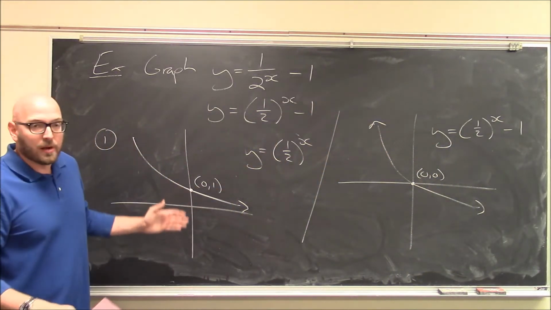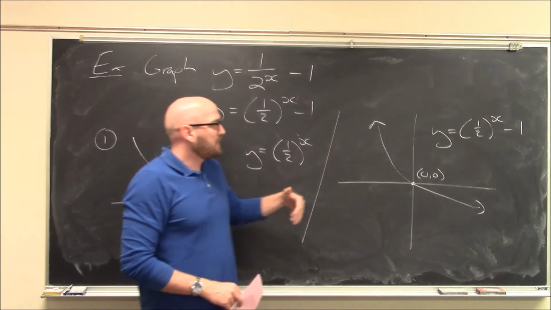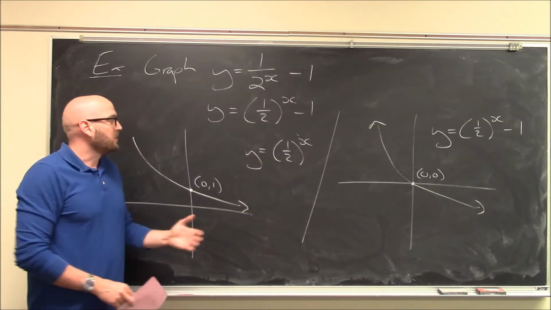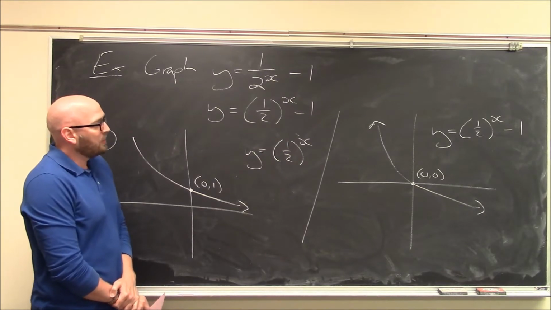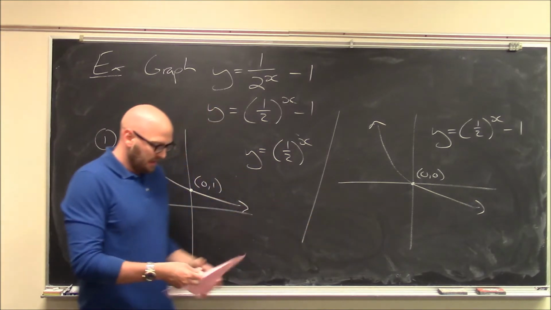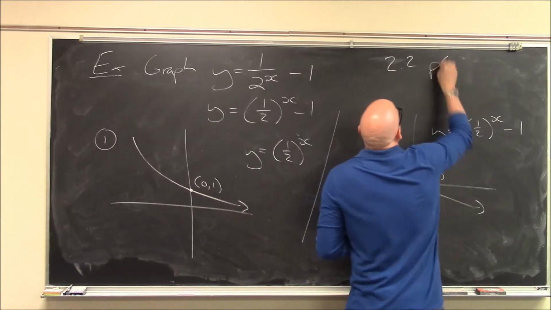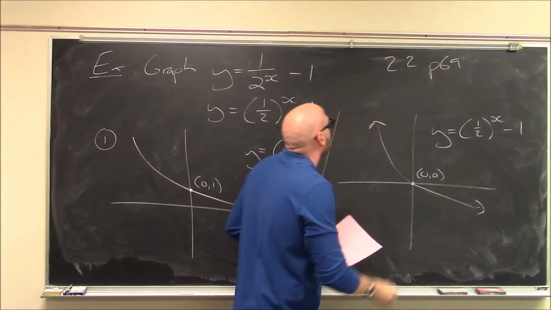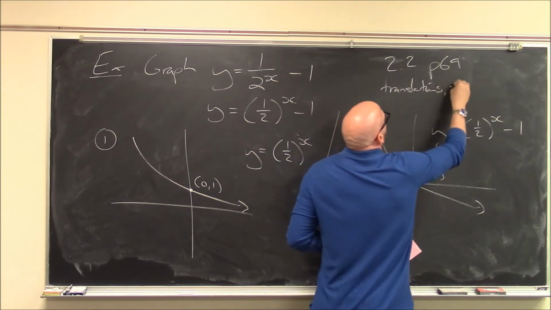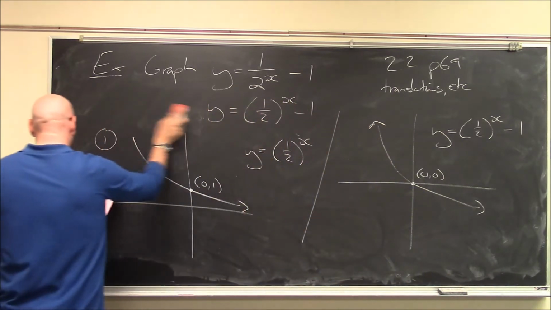And I'm not going to say a whole lot about this. Graph translations and rotations and reflections, all that stuff, it pops up very minimally in this course. So I won't say a whole lot about it, but if you do need to remind yourself of how this stuff works, the translations and whatnot, it's section 2.2, page 69 in particular, talks about translations, etc. Okay, so we'll move on.